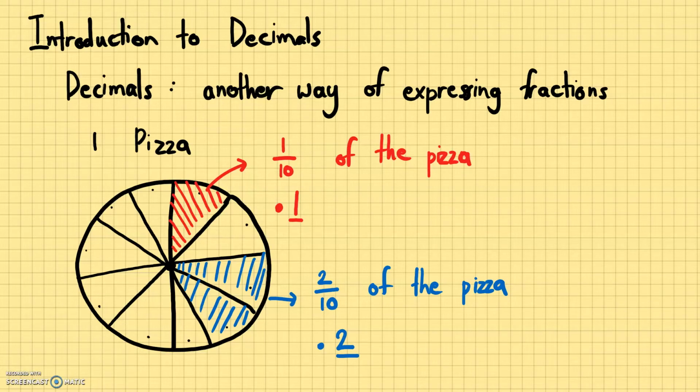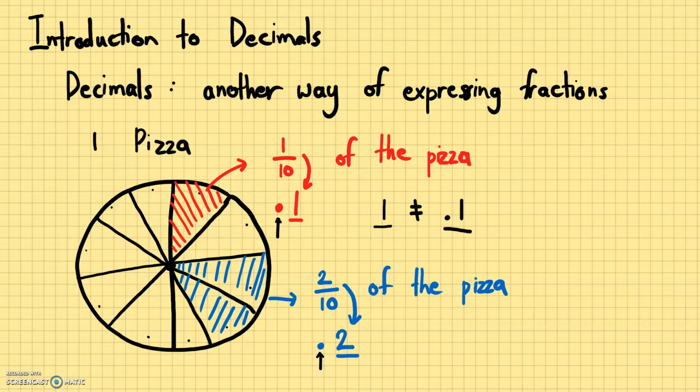So this is exactly the same. 2/10 is exactly the same as 0.2, and 1/10 is exactly the same as 0.1. The important thing with decimals is that you need to remember to put the decimal point. This is called the decimal point. You need to put that in the proper place, because obviously 1 is not the same thing as 0.1. One pizza is not the same thing as eating 1/10 of the pizza. Okay, so we need to remember to put the decimal point.